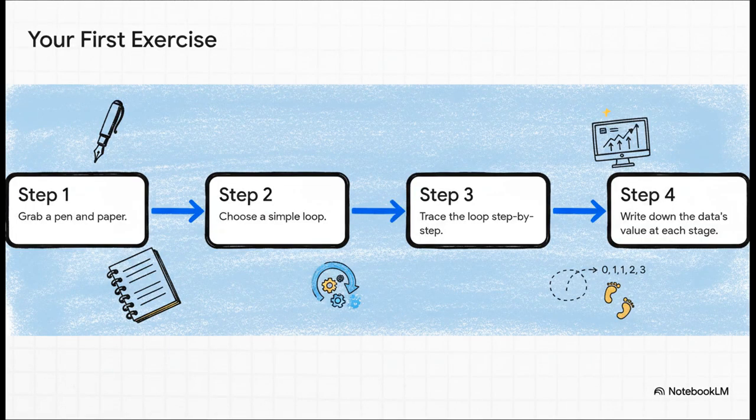So how do you practice this? It's actually pretty simple. It's called a dry run. No computer necessary. I want you to take a basic loop, and on a piece of paper, I want you to manually write down the value of your variables for every single time the loop runs. I know, it feels slow, it feels tedious, but this physical act builds a mental model in your head that is absolutely essential for writing complex code later on.